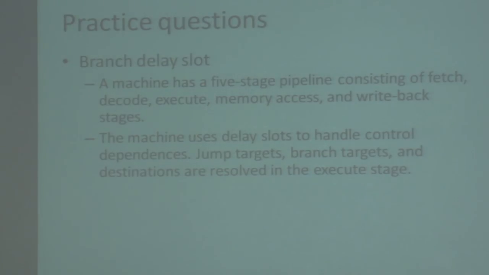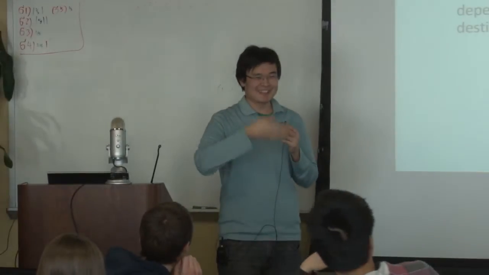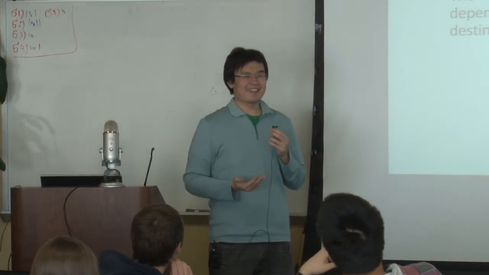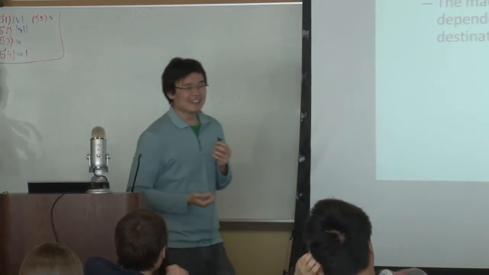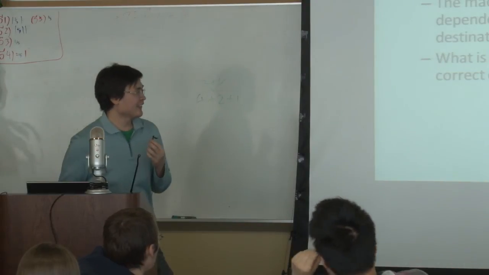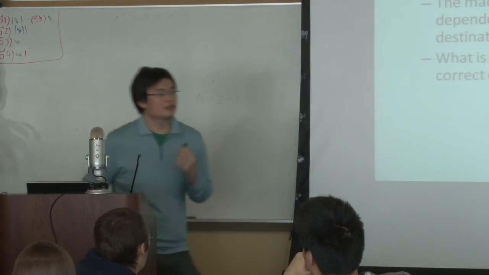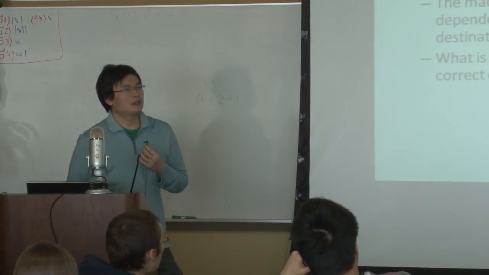How many? You'll need enough to get to the execute stage, which is fetch, decode, execute, so 2. And next, there are two questions. What if your branch address comes from memory access? Then it's to resolve at the memory access stage.